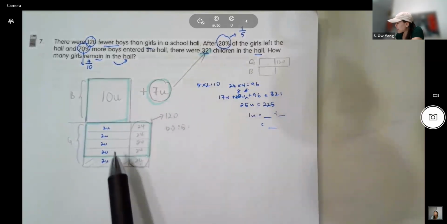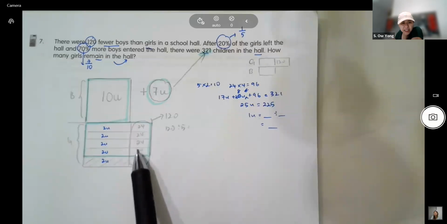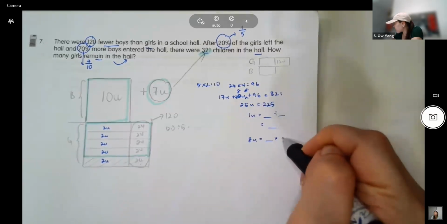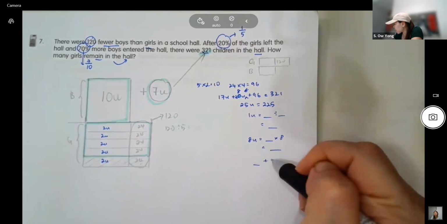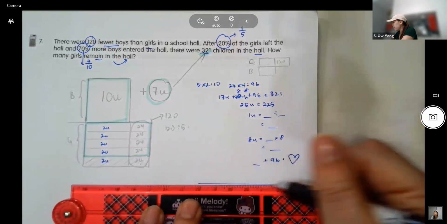They ask you how many girls remain in the hall. Your idea is to find 8 units plus the 96. So you find 8 units, you add 96. And this will give your final answer.